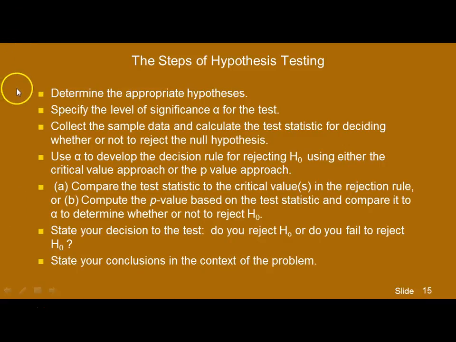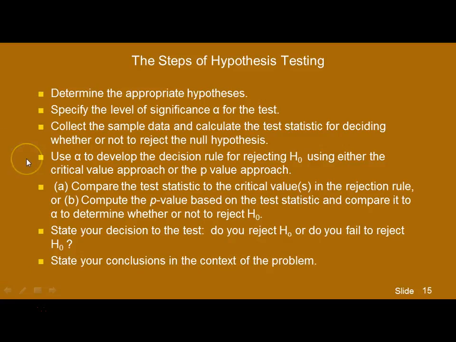First, you always have to determine your hypotheses. In a word problem, this means you're going to have to read the problem and from the problem decide, is it a one or two-sided test? Is it a right-tailed or left-tailed test? And so on. Specify the alpha level. That will generally be given to you in a problem. You're then going to calculate what we call the test statistic from your sample data. You're going to need that test statistic to decide, do we reject the null hypothesis or not?